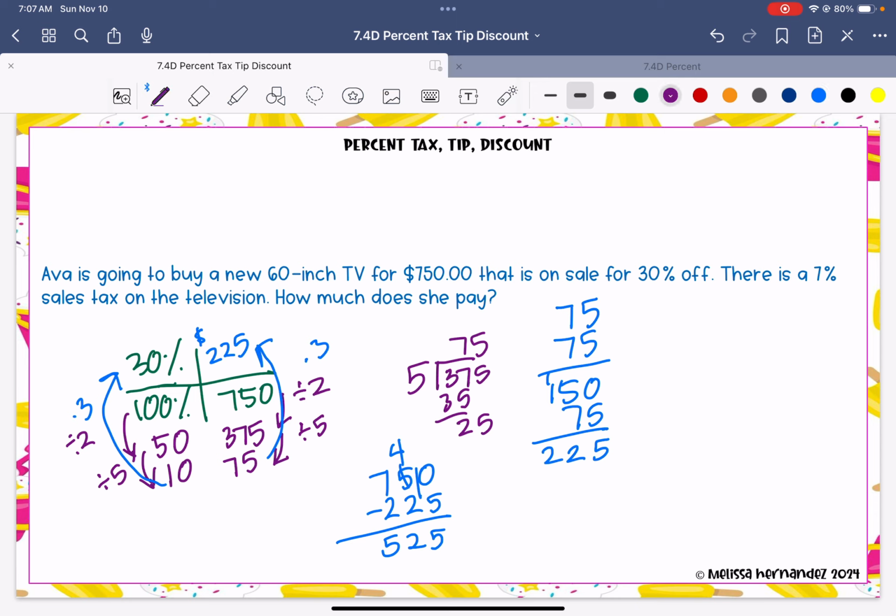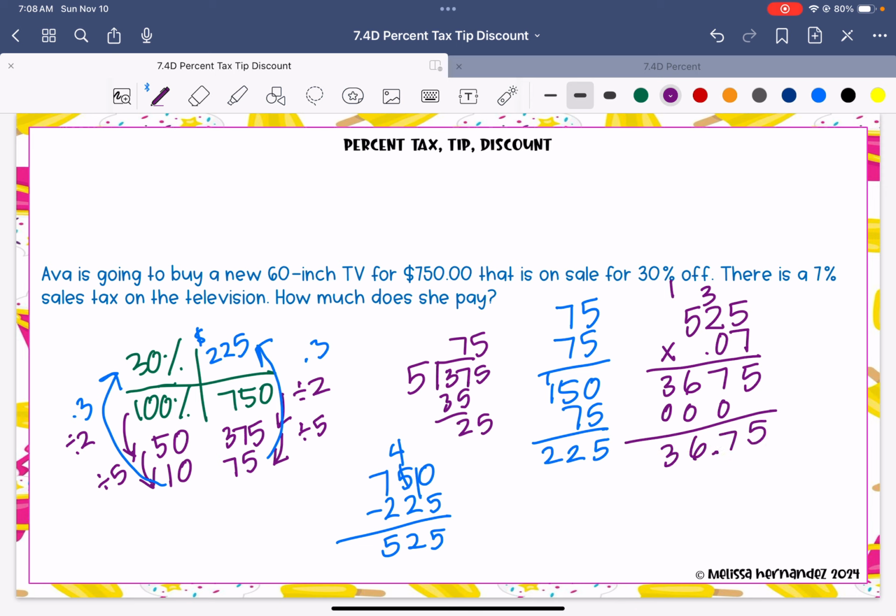I'll switch colors back to purple, and we already showed you in the last example. Divide by 100. And then whenever we get this amount, we're going to add it to 525. And we already know it's 0. Anything times 0 is 0. So 36.75. Remember, this is the tax. This is what we give the government.